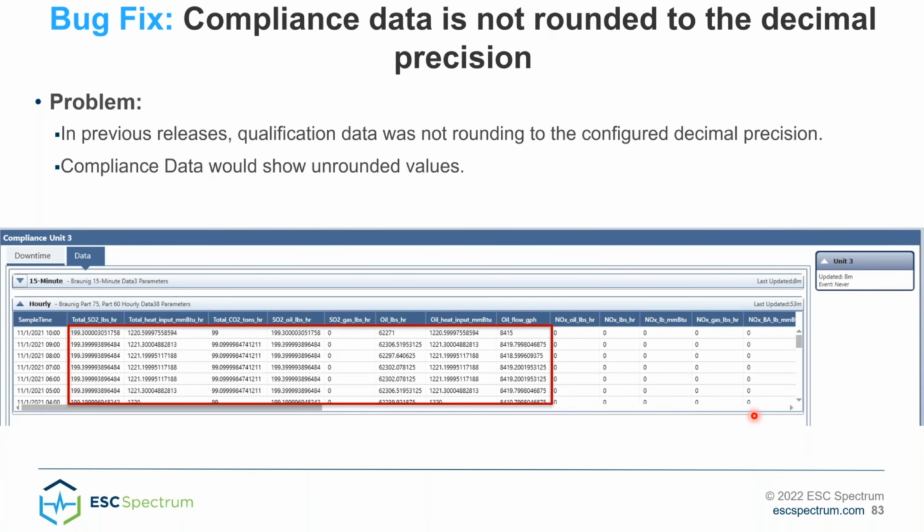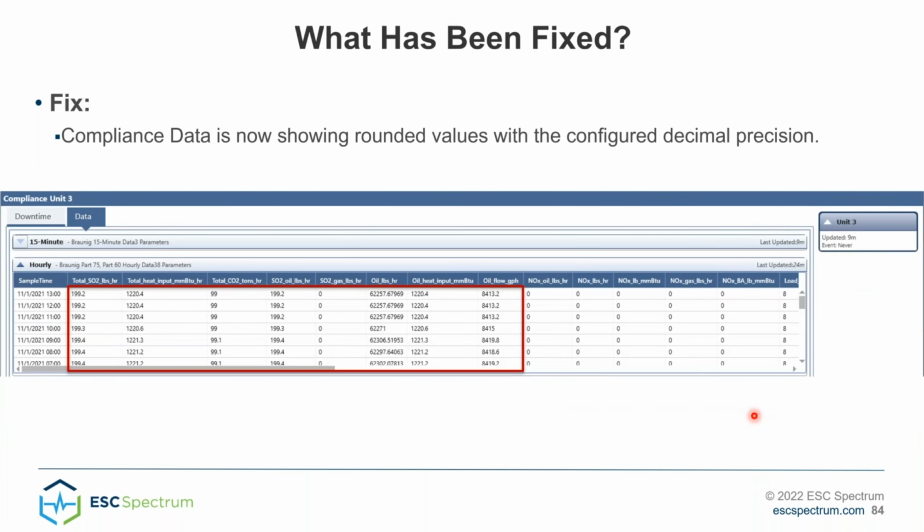For some compliance data, excuse me, data where we've done data substitution. On the data substitution, it wasn't respecting the rounding that we set it to previously. So you can see the initial data was correct and rounded to the correct values, but the substituted data was not. So that has been fixed. Now rounded to the correct decimal precision.